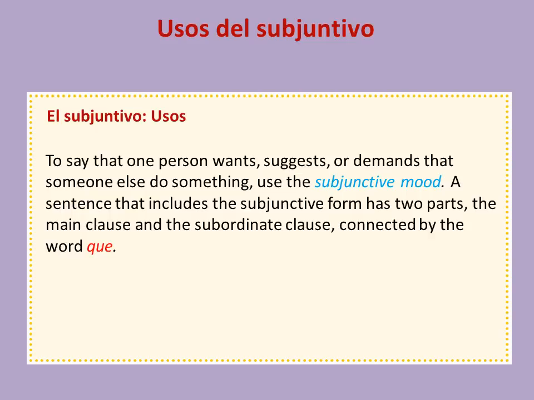El subjuntivo, usos. So one simplified way that we're going to do this is that when you have a person that wants, suggests, or demands that somebody else do something, here's the key. It's one person wants somebody else. There is a change in subject. Then we're going to use the subjunctive mood in the subordinate clause that's followed by the word que. So that word que, without an accent, you're going to be seeing that all over the place this chapter. So we're going to use that que to separate our two clauses. The first one will be in the indicative, and the second clause is going to be in the subjunctive.